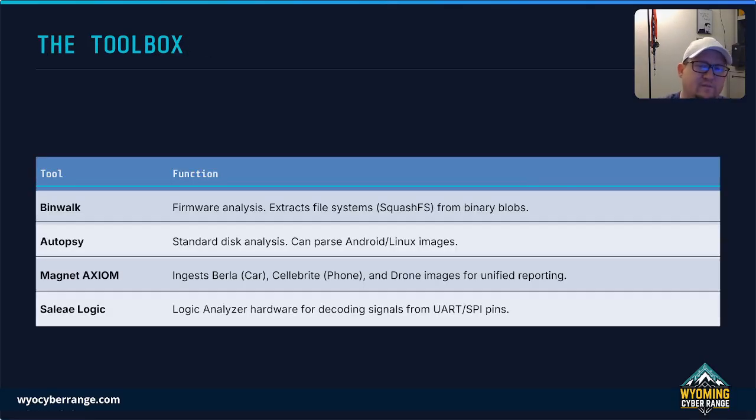Now, the IoT forensic toolbox requires some specialized software and hardware. We can use things like binwalk. This is going to be for firmware analysis, really great for SquashFS. And we can use standard tools like Autopsy to parse Linux file systems, or Magnet Axiom for ingesting the outputs from tools like Berla or drone extractors to help us build a timeline.